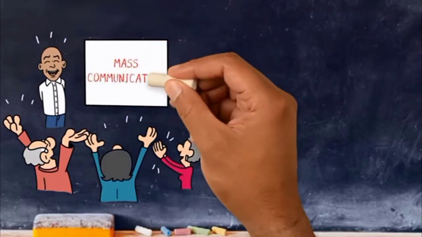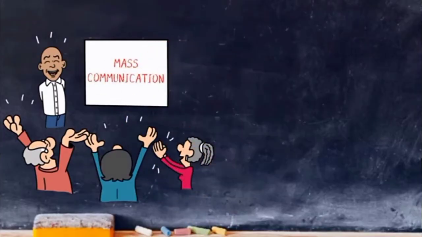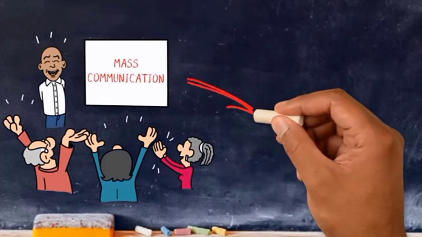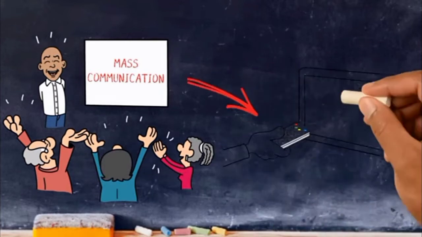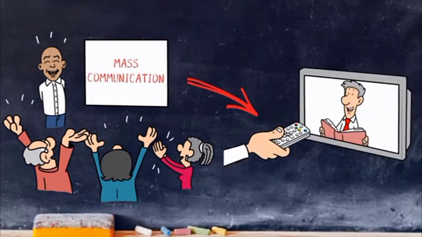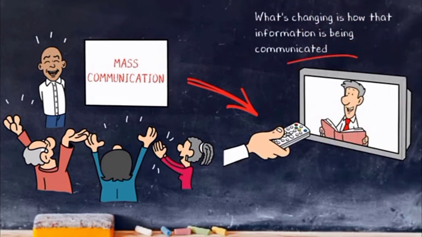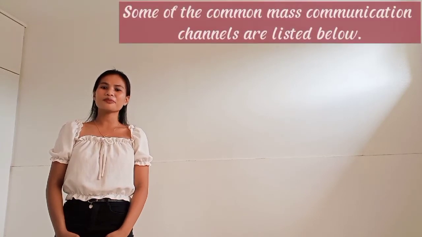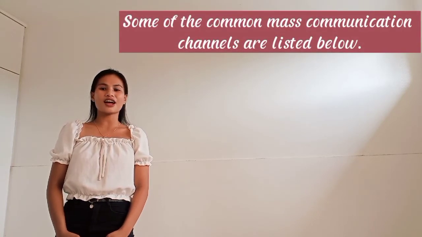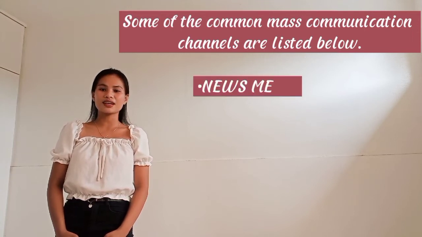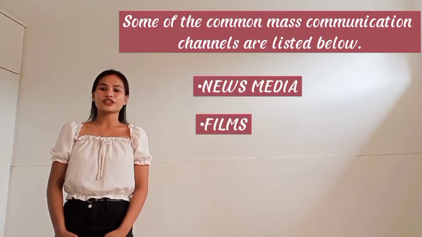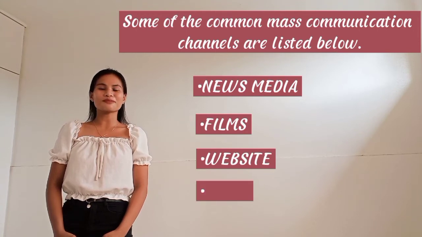Mass communication, at its very simplest, means putting information out there on a large scale for a wide range of people. What's changing is how the information is being communicated. Some of the common mass communication channels are listed below: first, news media; second, films; third, websites; and last, blogs.